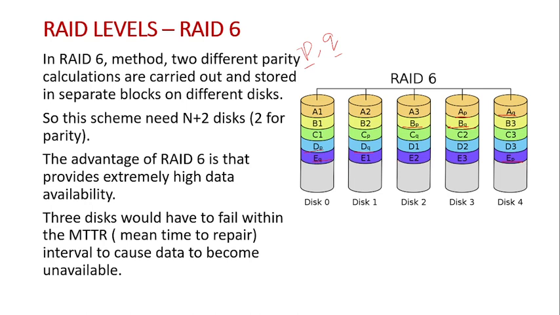In the RAID 6 method, two different parity calculations are carried out and stored in separate blocks on different disks. So this particular scheme needs n plus 2 disks, 2 for parity. The advantage of RAID 6 is extremely high data availability. 3 disks would have to fail within the MTTR, that means mean time to repair, interval to cause the data to be unavailable.